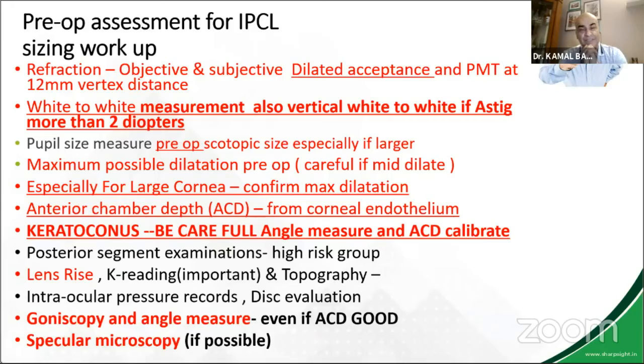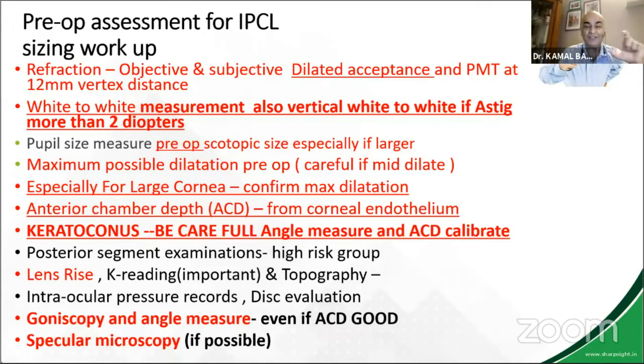Another thing to notice is that a non-dilated pupil, if it's large, is something to watch out for. And another interesting point is, if you're trying to dilate the patient and the patient is not dilating well, let's say beyond 8 to 8.5, you should be careful, especially if you have a large cornea. It'll be difficult to put a large size IPCL, let's say a 14 millimeter lens, through an 8.5 millimeter pupil, which is maximum dilatation. So watch out. Keratoconus patient, you should watch out.